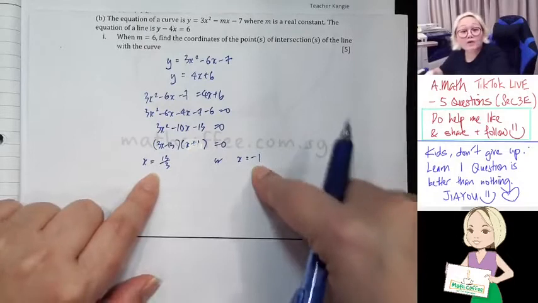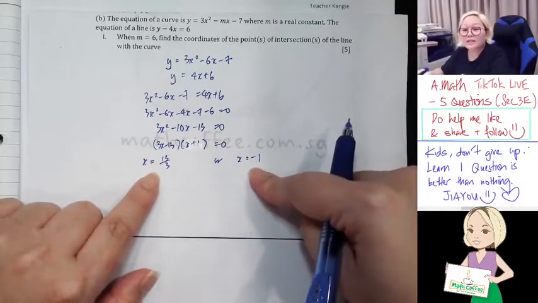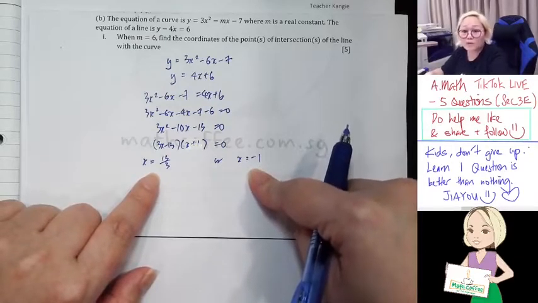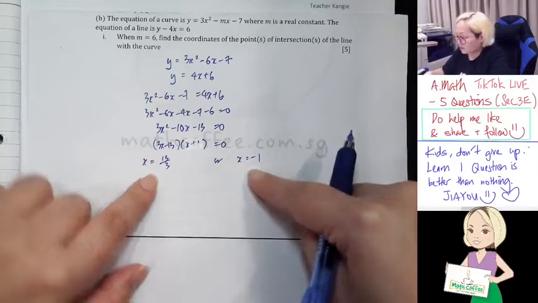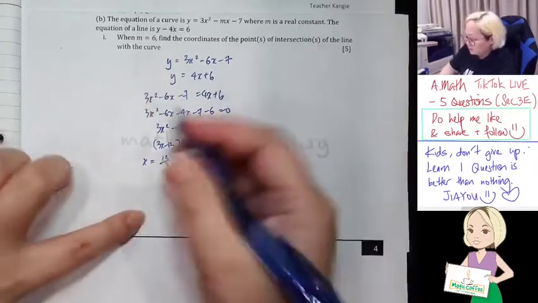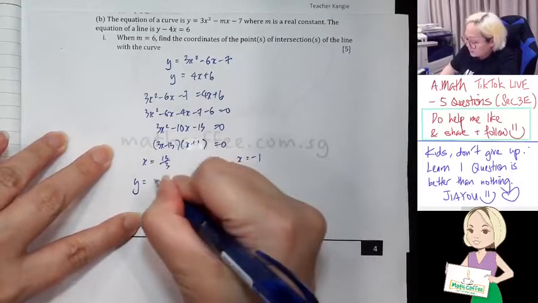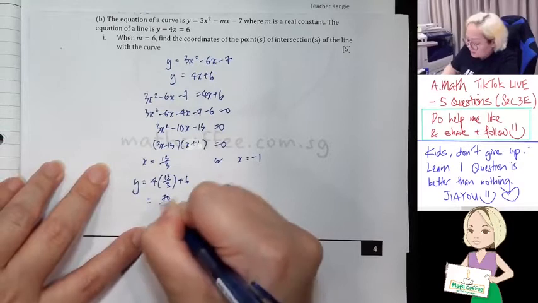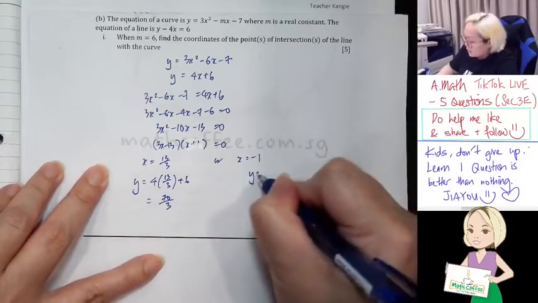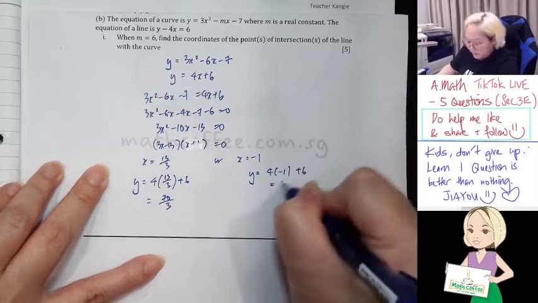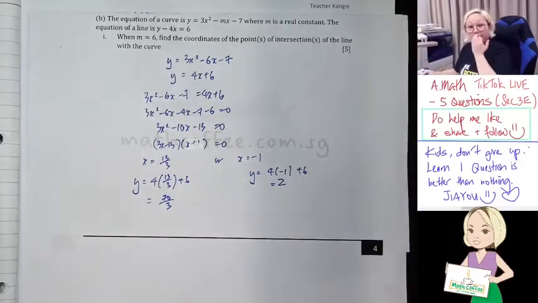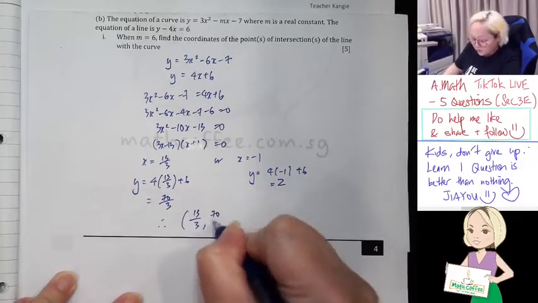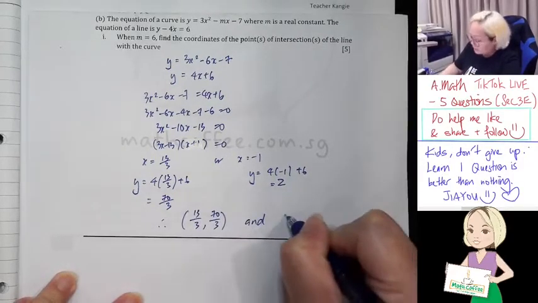So don't stop there. Don't happily solve x already. You must understand that this is finding the coordinates. Coordinates consist of x coordinate as well as y coordinate. So don't forget to sub it back to here. My y is equals to 4x plus 6. So I press calculator, I get 70 over 3. Then for this one, y equals 4x plus 6, so I get 2. Okay, so the coordinates will be 13 over 3, 70 over 3, and minus 1, 2.